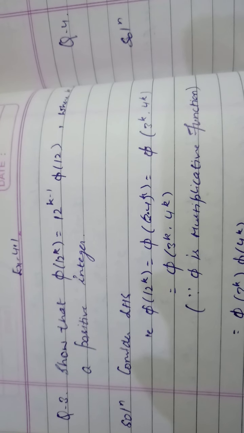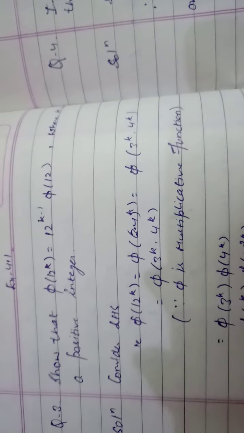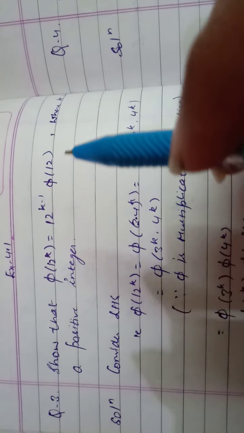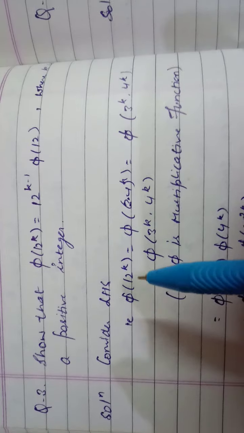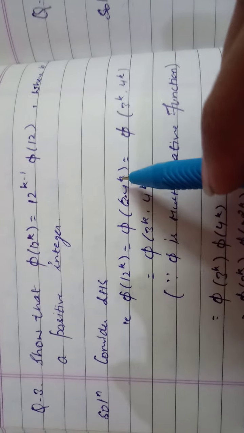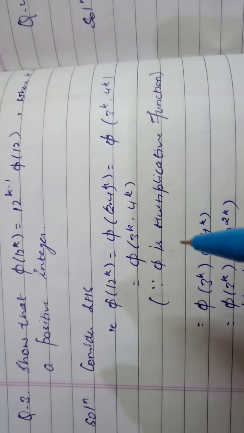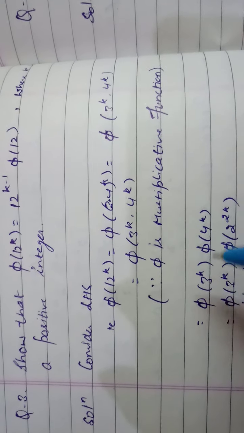In this lecture, we will continue with the questions related to Euler function. Show that phi(12^k) equals 12^(k-1) into phi(12), where k is a positive integer. For this, consider the left hand side, phi(12^k). We can write it as phi(3^k into 4^k), that is phi(3^k into 4^k). Since phi is a multiplicative function, therefore we can write it as phi(3^k) into phi(4^k).